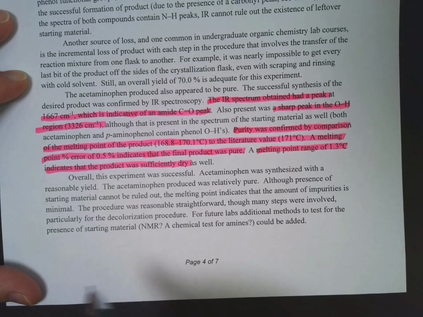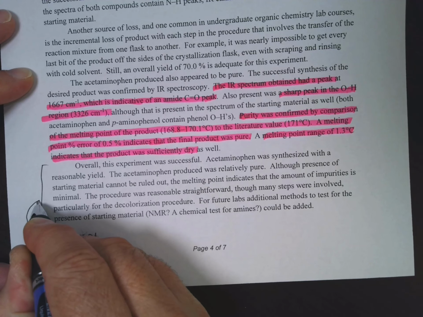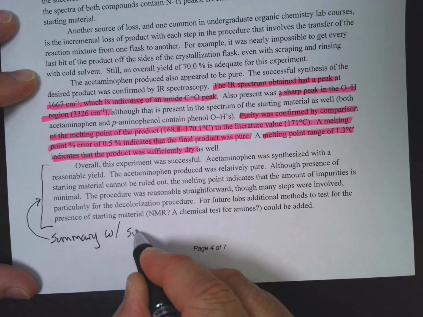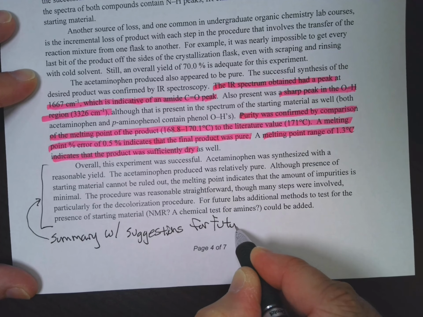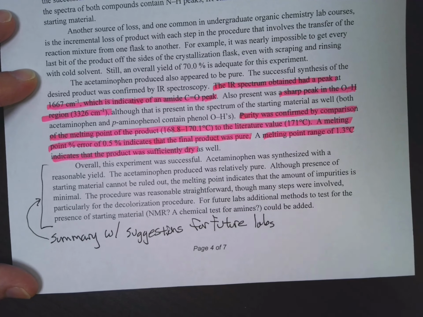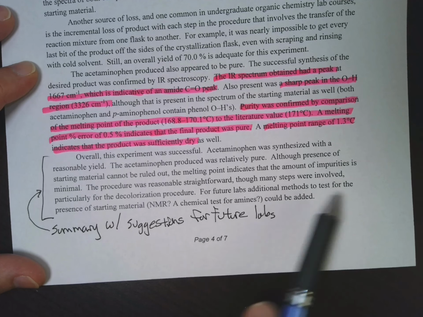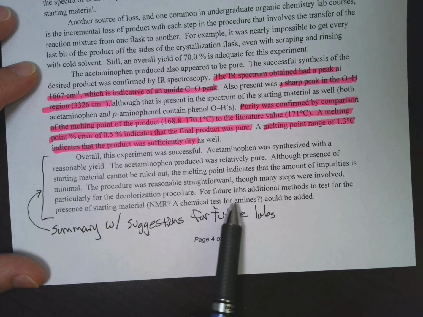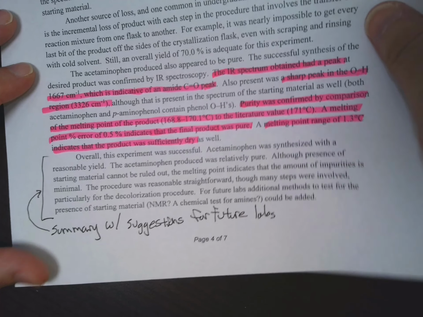And then lastly here I have a summary with suggestions for future labs. So, I mentioned here that the procedure was straightforward. For future labs, additional methods to test the presence of starting material, NMR, chemical tests for amines, could be added. Could do that. And actually, I realized that in the IR, you actually end up losing the NH peaks from the para-aminophenol. We'll take a look at the IR in just a sec here.